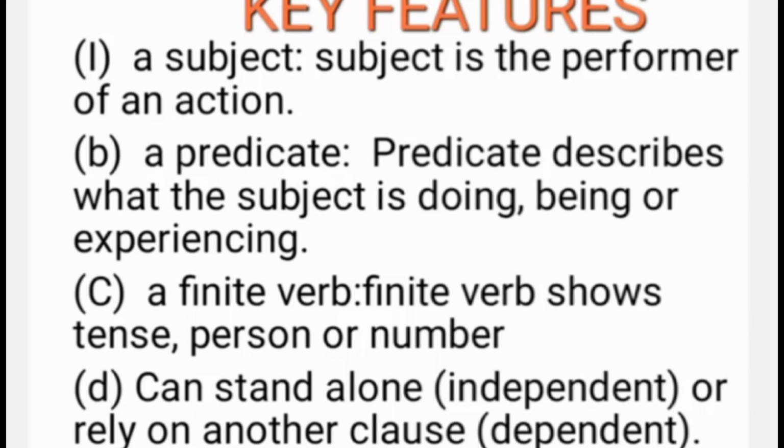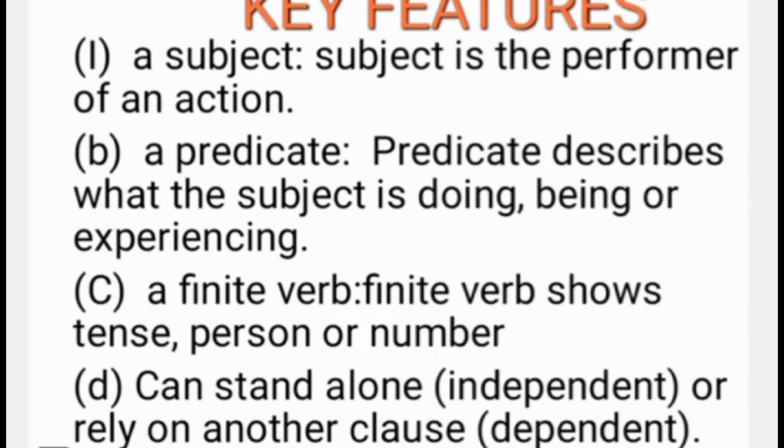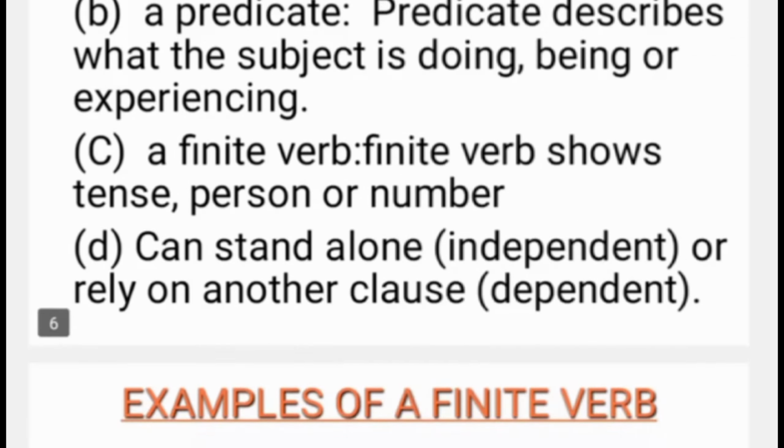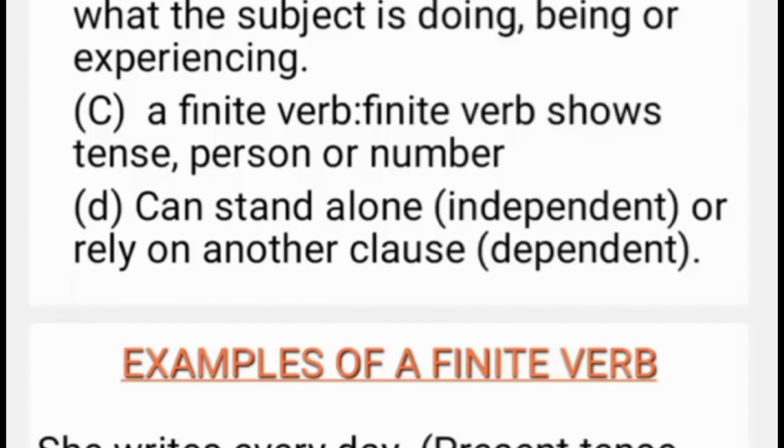A clause must contain a predicate. A predicate describes what the subject is doing, being, or experiencing. A predicate will not tell you what the subject is doing, or who the subject is, or what the subject is experiencing. Then, a clause must contain a finite verb. A finite verb shows tense, person, or number. A finite verb will show you when the subject performs the action, and how many times the person performs it. The finite verb will not tell you if it is a person or an object. So that is the work of a finite verb in a clause.